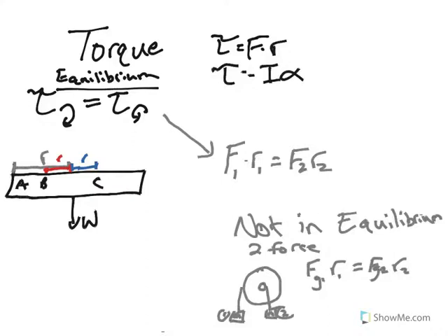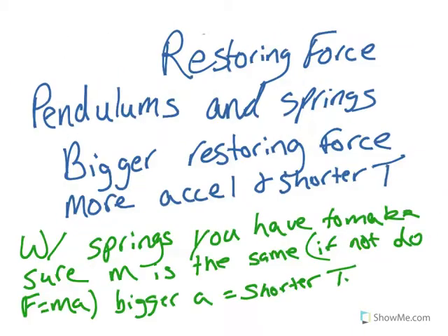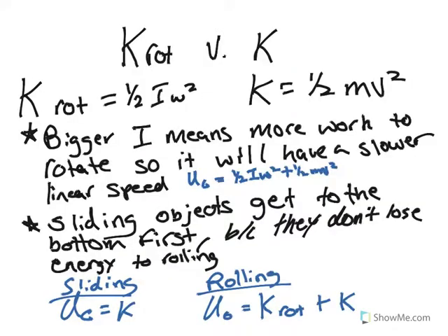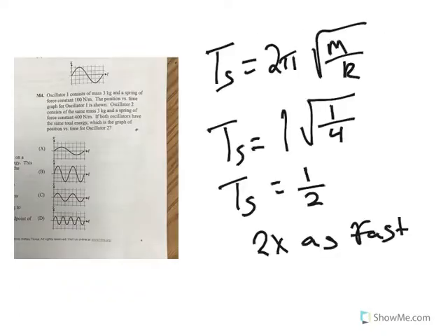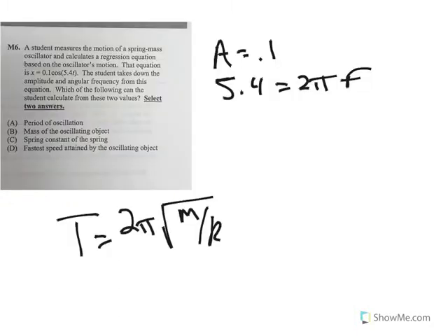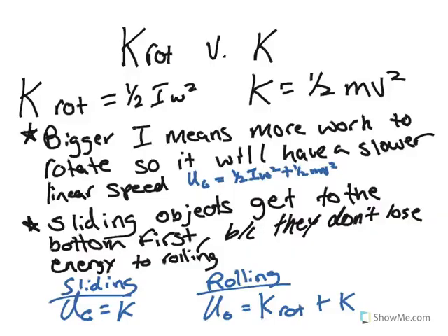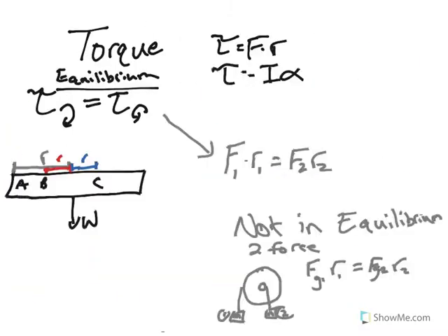Okay guys, so I tried to make a video to sum up everything, and I've got torque, angular momentum, energy, pendulum, springs, restoring force, the X equals formula, and then the relationship between rotational and kinetic energy. I've got the 6 questions from that multiple choice sheet on that paper I gave you today. And I figured we'll just go through this. So it's going to take a second, but just bear with me, and if you want to skip, you're welcome to skip.